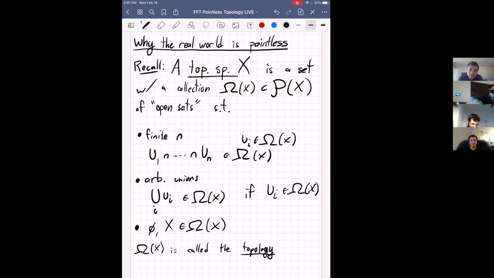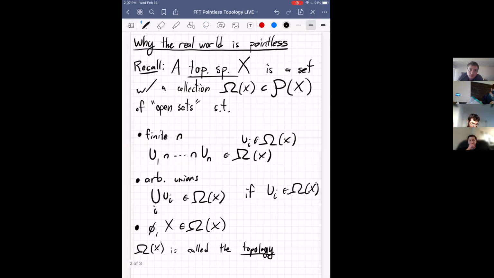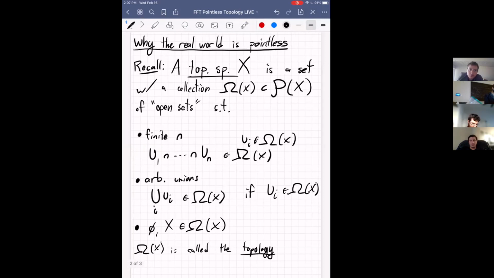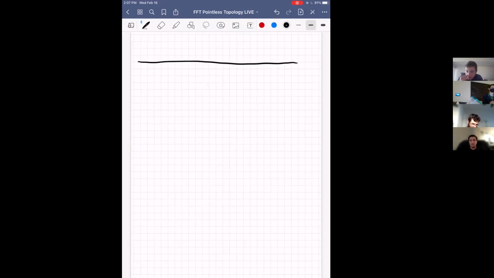So this definition and this concept is sort of due to the mathematician Hausdorff approximately 100 years ago, and I think the focus on open sets has really been influential in mathematics.